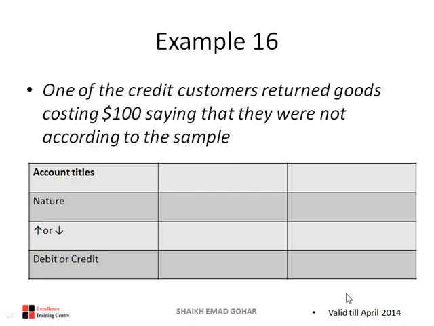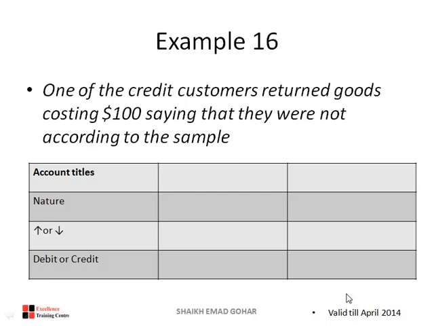Example number 16. One of the credit customers returned goods costing $100, saying that they were not according to the sample. Okay. Now, if you remember, I told you yesterday that discount can be allowed or discount can be received. So the supplier sent me some goods which are not according to the sample. So what I will do now? I will return the goods to the supplier.